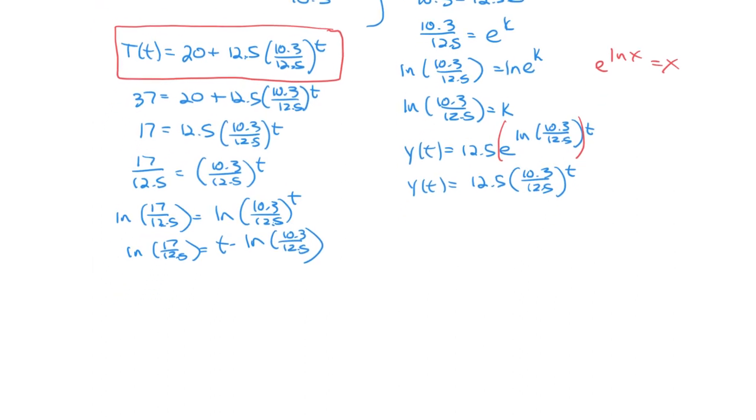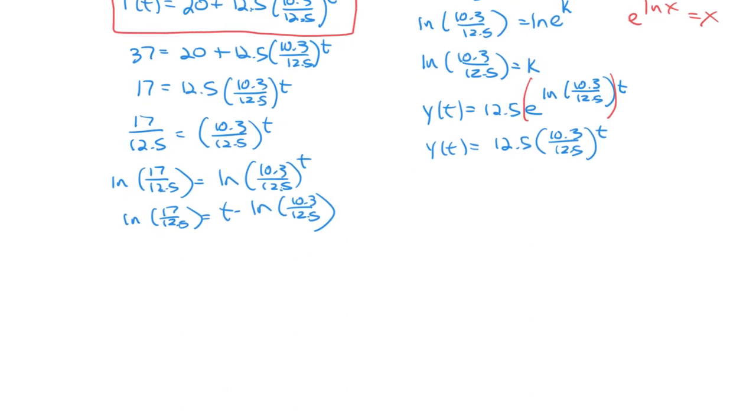And now we're almost done. If we want to get t by itself, we just divide each side by this thing. And we'll get t equals the natural log of 17 over 12.5 divided by the natural log of 10.3 over 12.5. And when I punched this in the calculator, what I got was negative 1.588. Oh, let's just go 4.